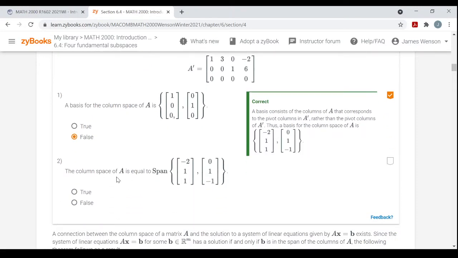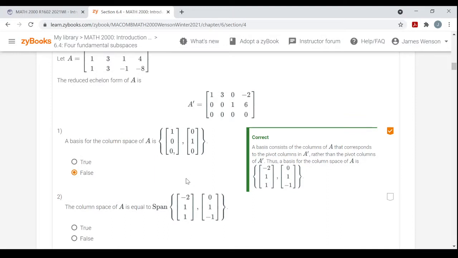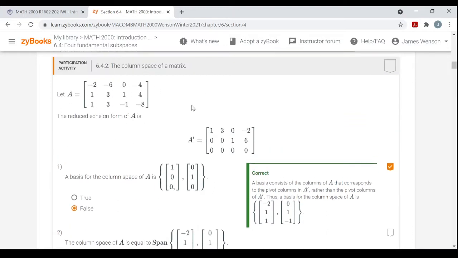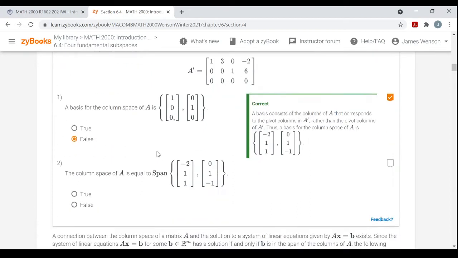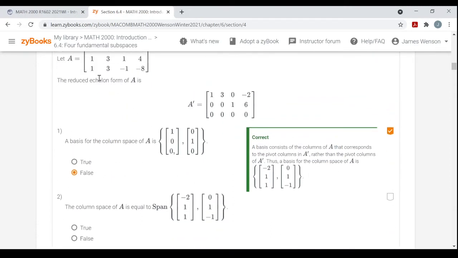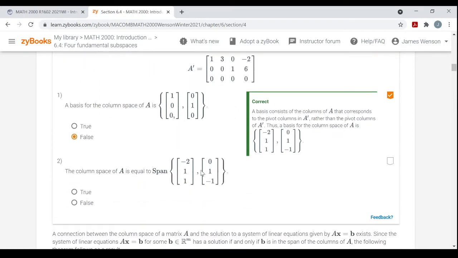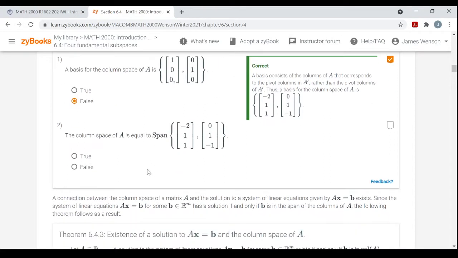Saying now here the column space of A is equal to the span of, negative 2, 1, 1, that was the first column vector, and 0, 1, negative 1 was the third one. Again, those correspond to the pivot columns, so yes, the span of all four of these is equivalent to the span of just these two, based on our seeing the result of the reduced echelon form and looking for the pivot columns. So this is true.